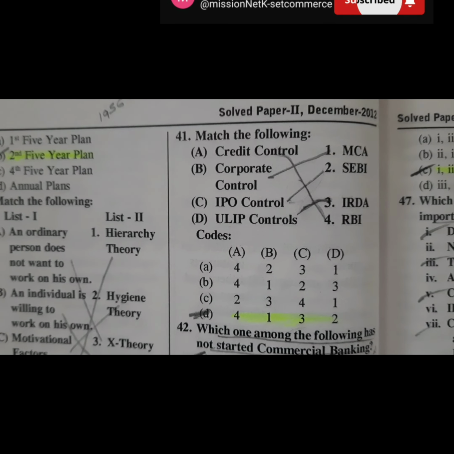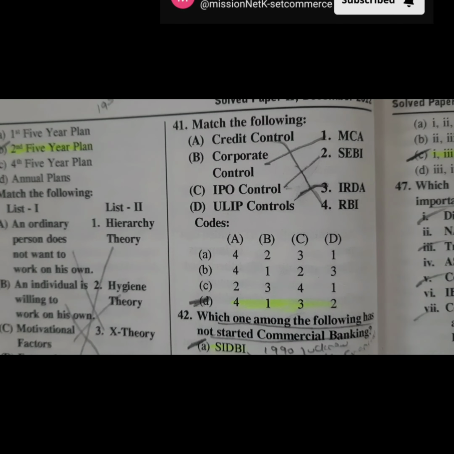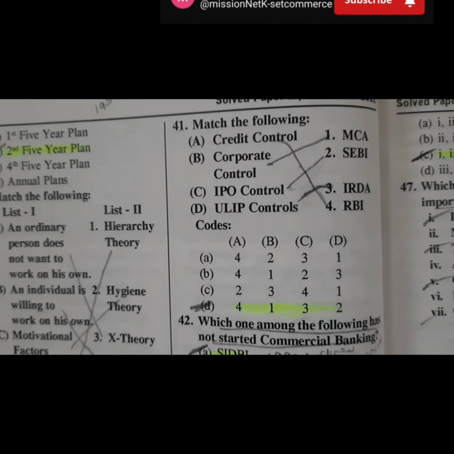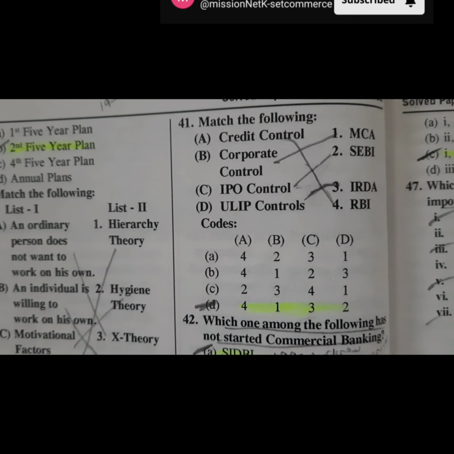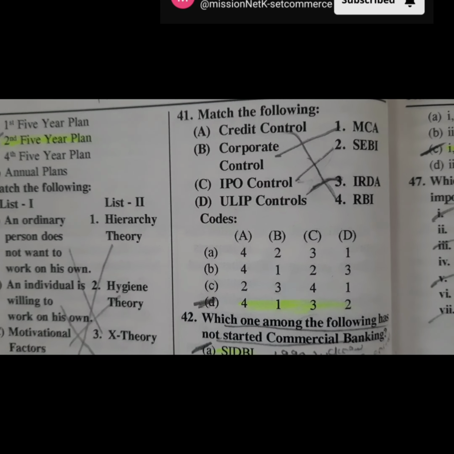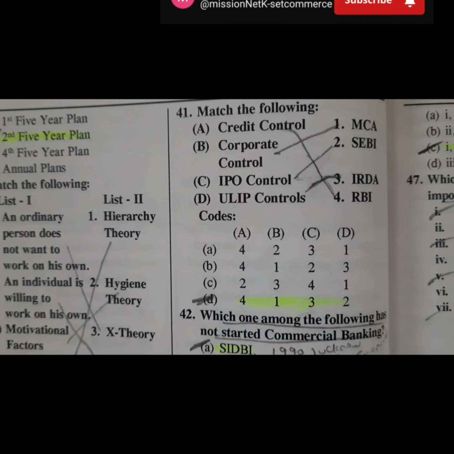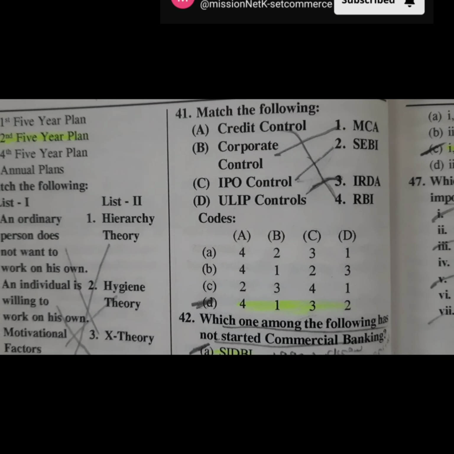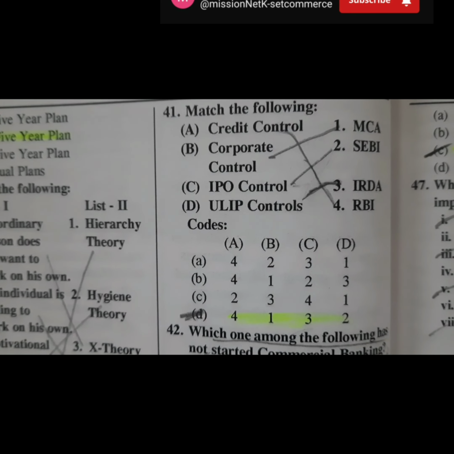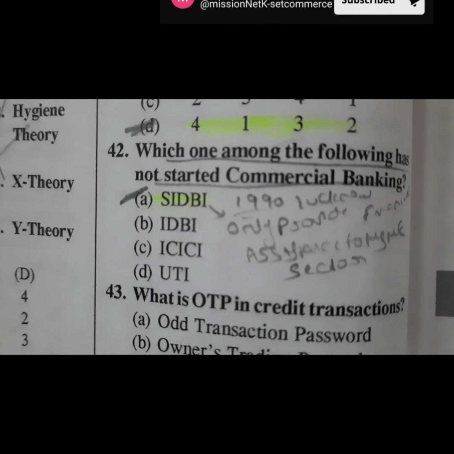Then the next question is, match the following. Credit control is done by RBI. Corporate control is done by MCA. IPO control is done by SEBI. Here IPO stands for initial public offering. ULIP control is done by IRDA. The full form of IRDA is Insurance Regulatory Development Authority.